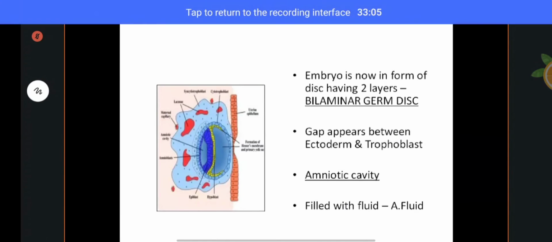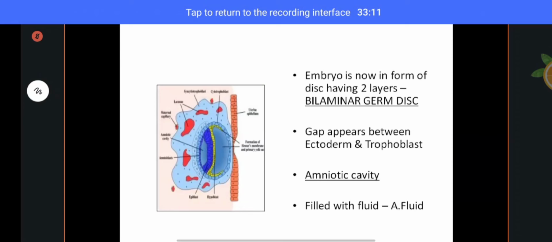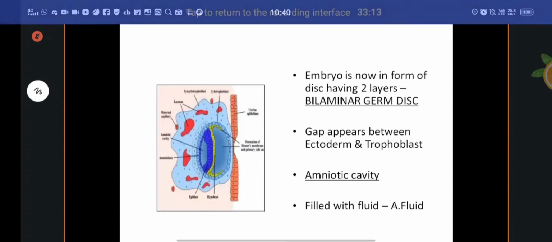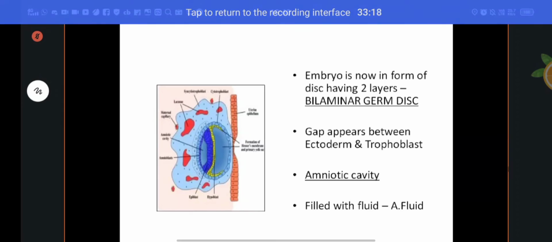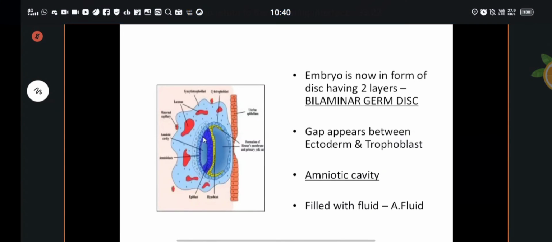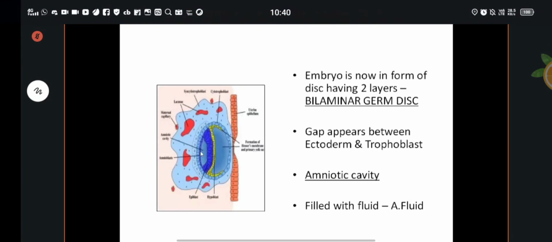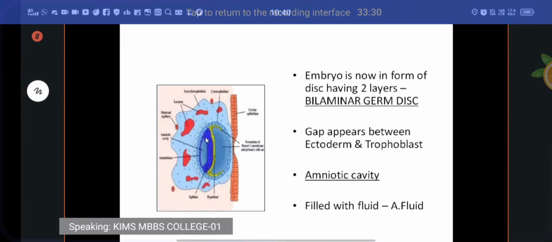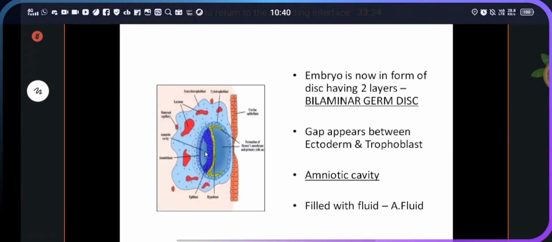So, in this embryoblast, on the 8th day of development, we see changes. We see two layers developing: one is ectoderm and another is endoderm. One has flattened cells and the other has columnar cells. In the process of development, a gap appears between these two layers, and a cavity is formed. This cavity is called the amniotic cavity, where I am focusing the cursor on the diagram.